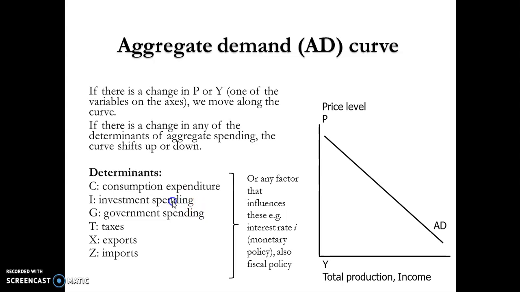So, for instance, if consumption expenditure of households were to increase, or if government spending were to increase due to expansionary fiscal policy, we would see a shift to the right of our aggregate demand curve. And if there's a change in any other fiscal policy or monetary policy, it could also affect these determinants and hence your AD curve.